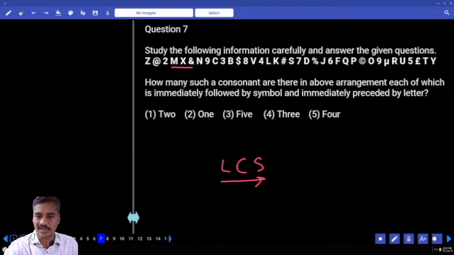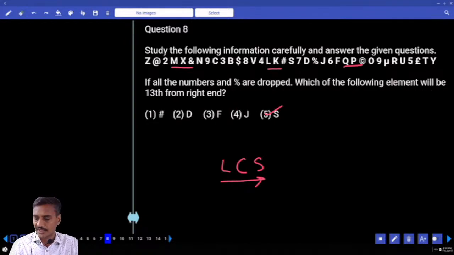Next one, letter, consonant and a symbol. This is one more. Letter, consonant and a symbol. Next one, letter, consonant and a symbol. And how many are there of such type? 3. Now 3, that is given in choice for question number 7.